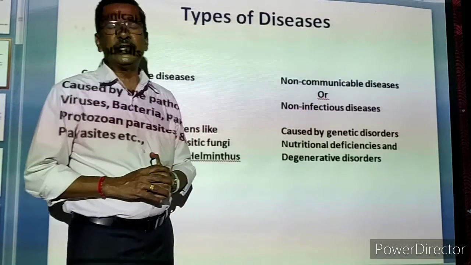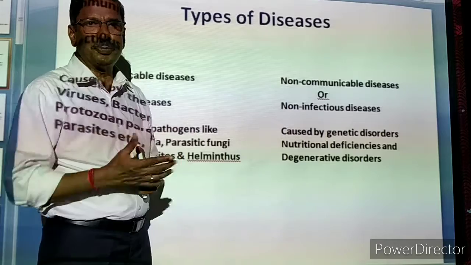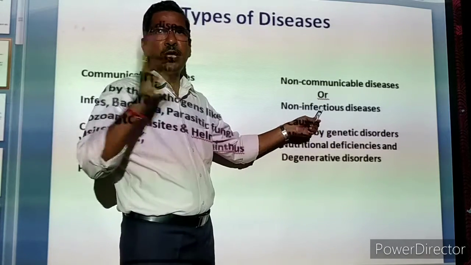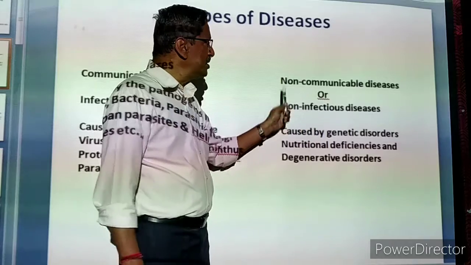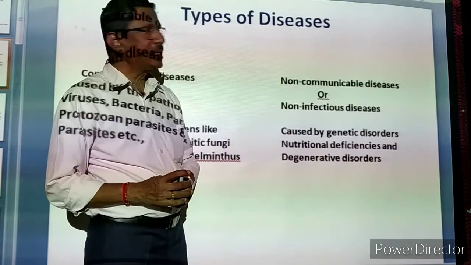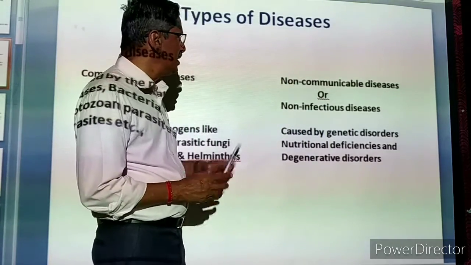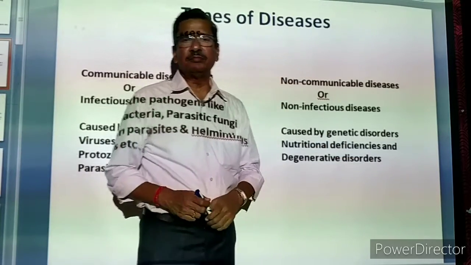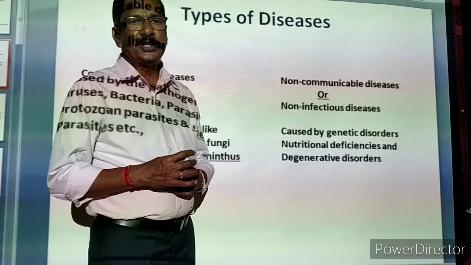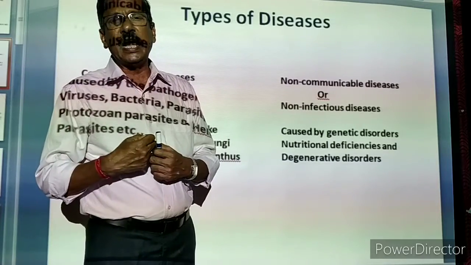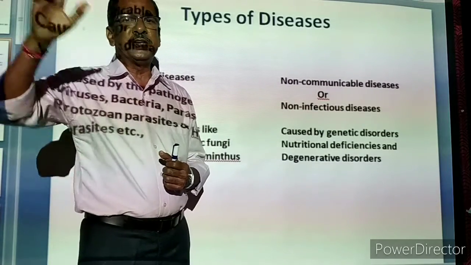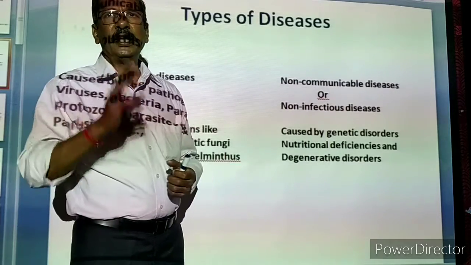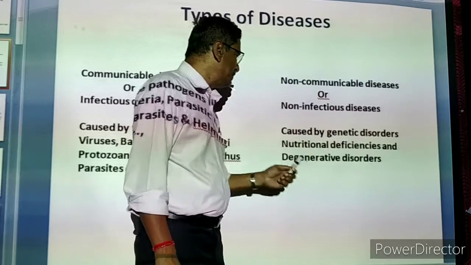There are so many diseases which will not spread from person to person. They are also called non-infectious, no microorganism entering and causing. Such diseases we can call as non-communicable diseases. The non-communicable diseases are caused by genetic disorder, gene problem. Suppose one person is having some genetic disease, if the person is touching the other person or there is a sneezing or coughing, the disease will never go to another person.